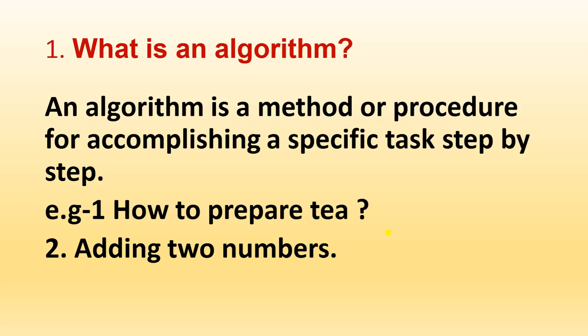Next is adding two numbers. When you add two numbers, you first need two variables. So you will ask the user to enter two values. Then you will store the result into a third variable by performing addition, and then you print the third value, the sum. So this way you will add two numbers. Here also you follow a procedure. So anything that is in a procedural way and performs a specific task step by step is an algorithm.